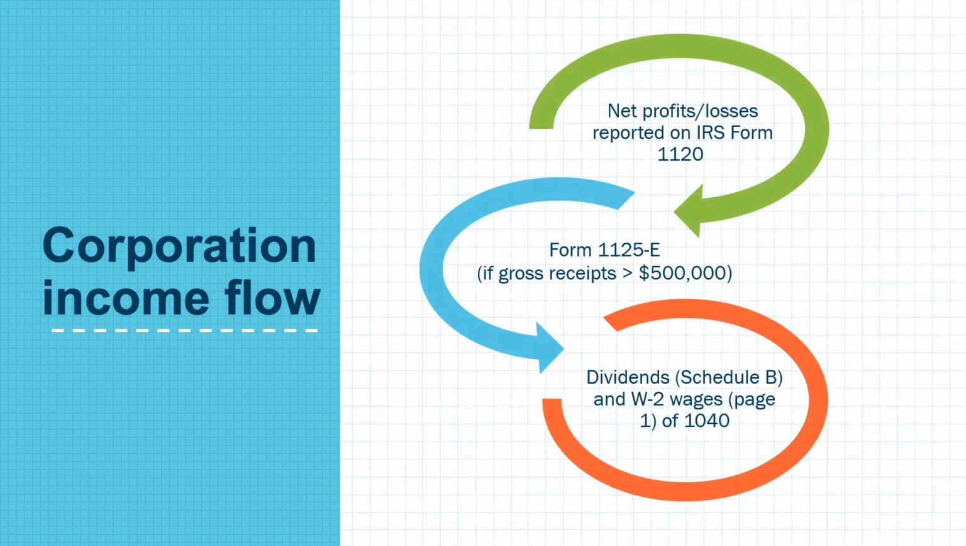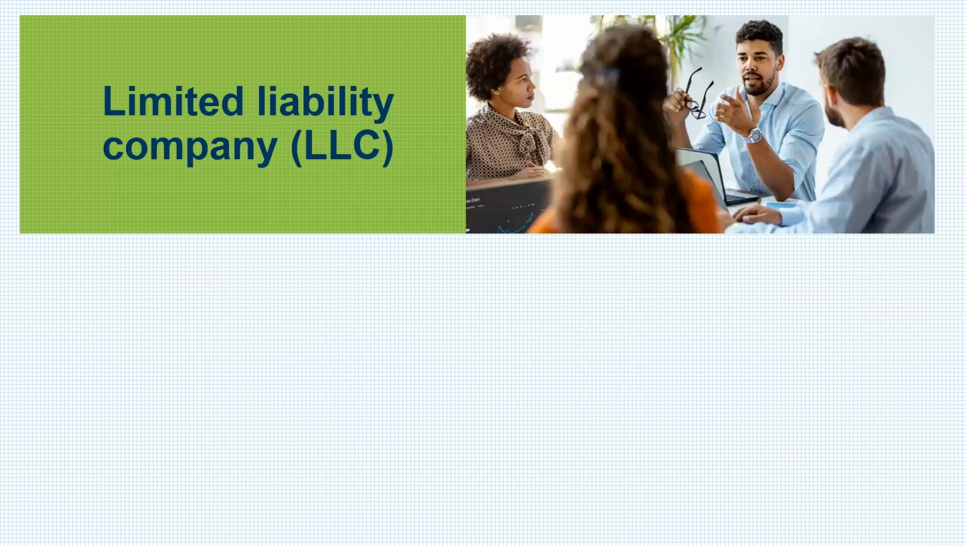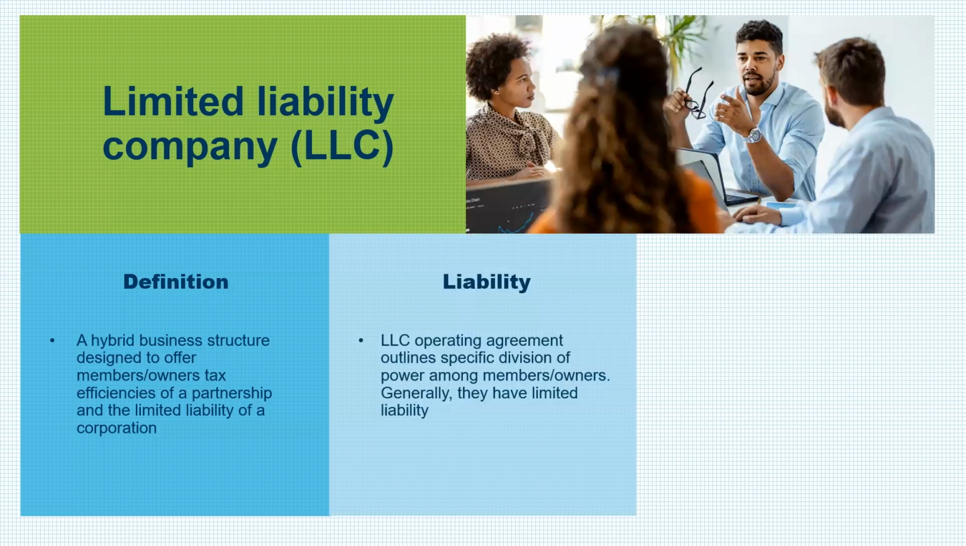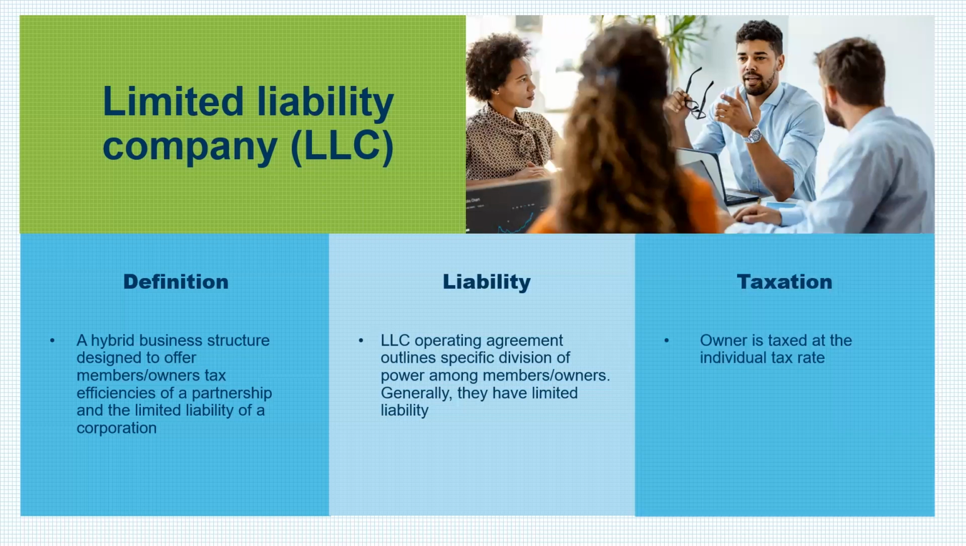Moving on now to the last business entity, the Limited Liability Company, or LLC. This is a hybrid business structure that offers its members protection from personal liability, like a corporation, and yet it is less expensive to form. Generally, the LLC is liable for the debts and losses of the company. Members can include individuals, corporations, other LLCs, and even foreign entities. Membership can include a single member LLC or can include unlimited members. The individual is generally taxed at their individual tax rate.